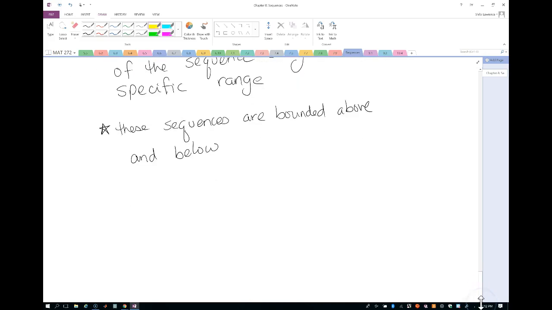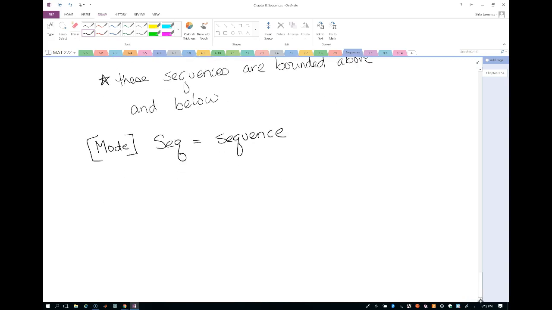There's a way that you can graph a sequence on your calculator if you go to Mode and change it to sequential. Most likely it's in function mode right now, but you can change it to sequence mode, and you can look at a graphical representation of the terms in your sequence. And sometimes that's an easy way to determine if your sequence is bounded or not.